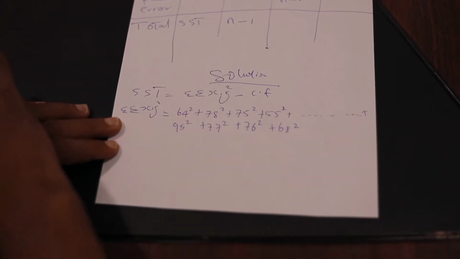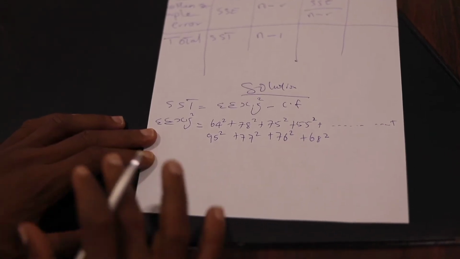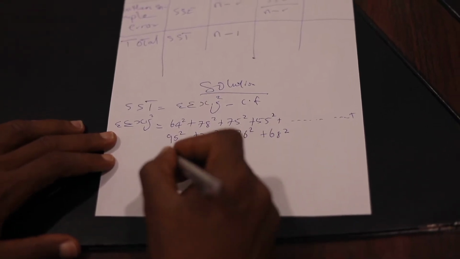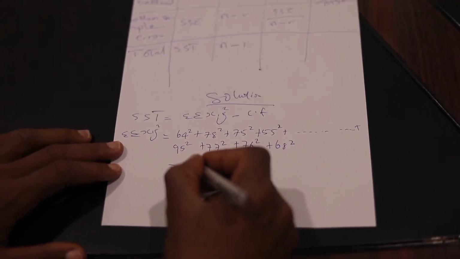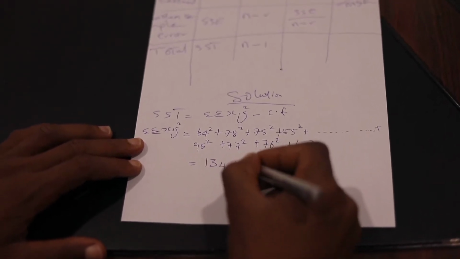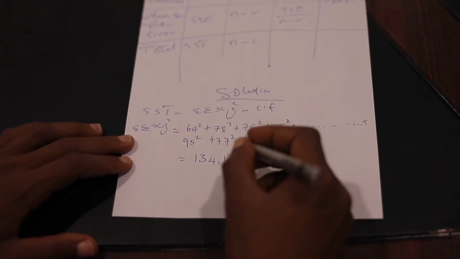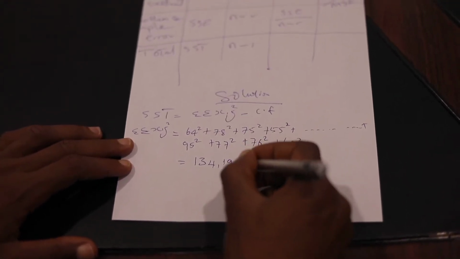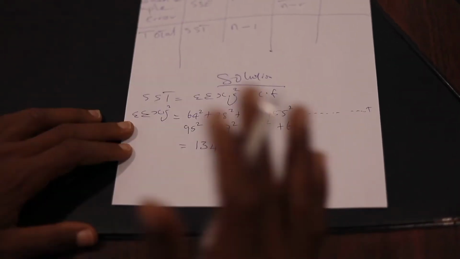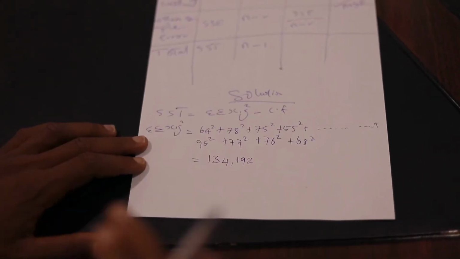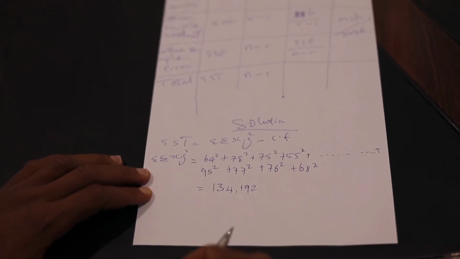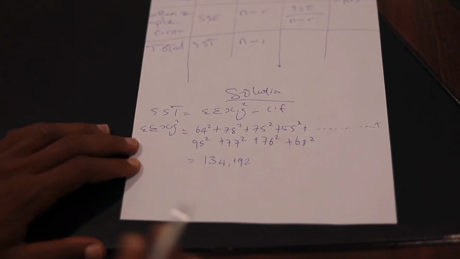So when squaring all these numbers that are given to you as the variance, you get the total number, which I already have. The total number is equal to 134,192. Calculating this has to be done carefully. You have to take it slowly in order to avoid mistakes. So 134,192. That is for the sum of squares total.